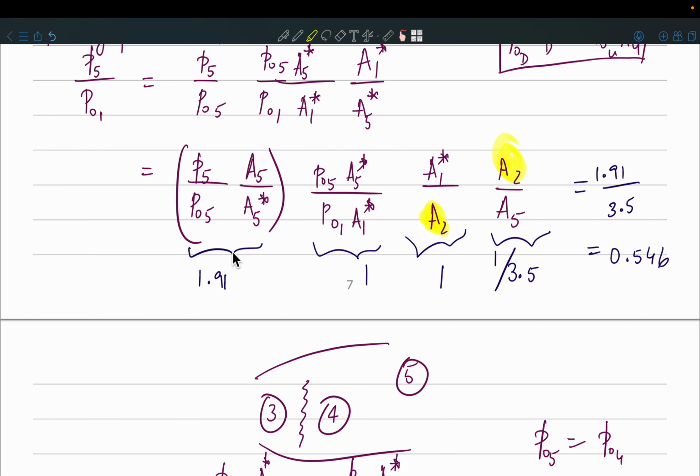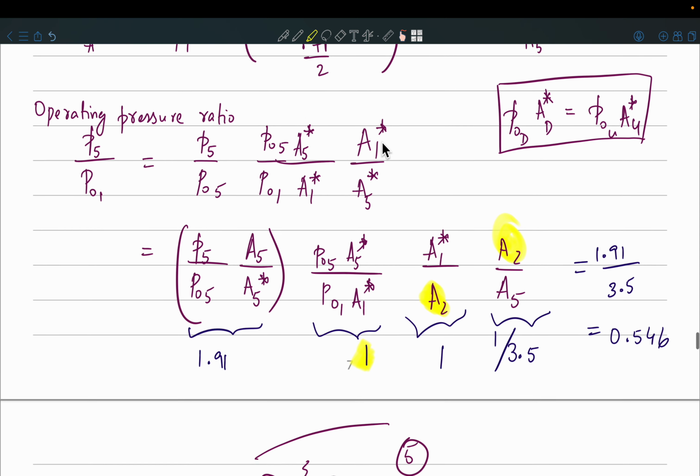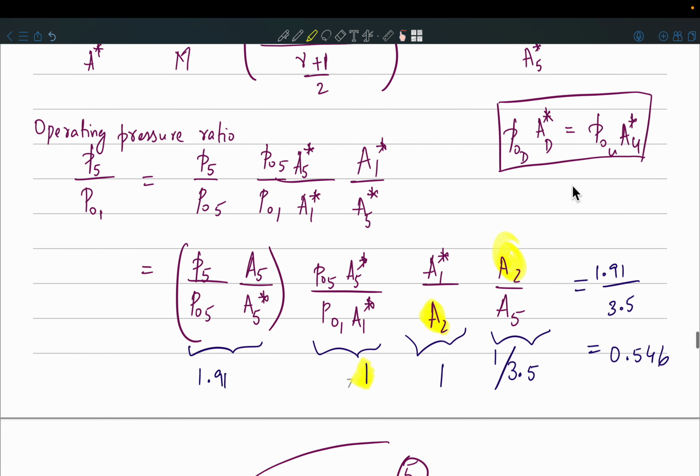Do you have any doubts here, why we took 1 in any of these situations? Okay, that's good. But did you know this P0 A star relation? Were you aware of that? This is a very important relation.